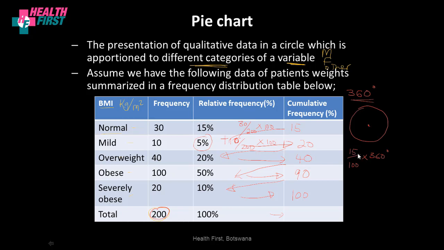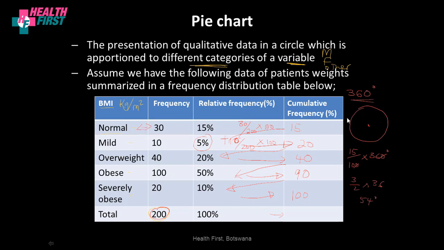We are basically getting 15% of 360 because that's the portion or the share taken by this first category here, normal. 15% of 360 would be 54 degrees. So you can then apportion 54 degrees to this first category, the normal category.